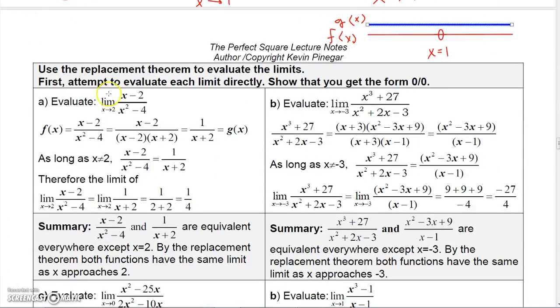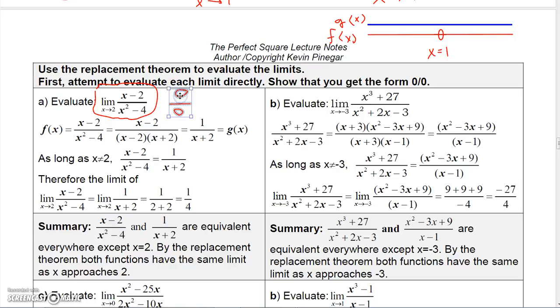All right, let's take a look at this example. I think we looked at this one earlier, or maybe one like it. Let's say we want the limit of x minus 2 over x squared minus 4 as x approaches 2. Well, if you plug 2 in, the top's going to be 0 and the bottom's going to be 0. You can't tell anything from that. That's not going to tell me anything because that's an indeterminate form.